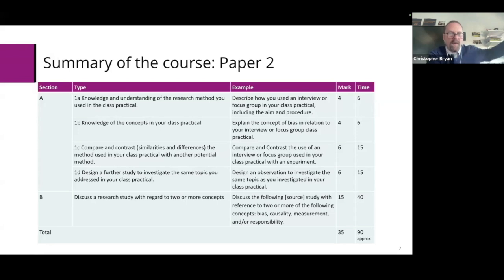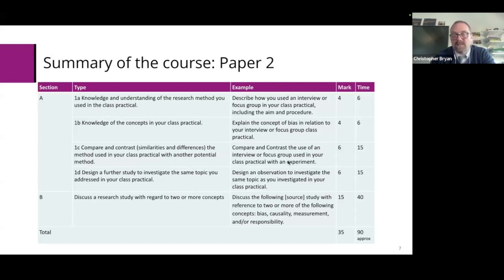For example, it'll say, what method did you use? And then 1B, again 6 minutes, knowledge of the concepts in your class practical. In my view, they should have all 6 concepts applied to each class practical, and a good chunky paragraph for each concept applied to their class practical. So they can write intelligently about whichever concept the IB asks for. They are revising that 4 times, because they've got 4 contexts and 4 CPs. And then compare and contrast similarities, the method in your CP with another one. So now they have to have knowledge of the other CPs. But here we've given them 15 minutes to write.